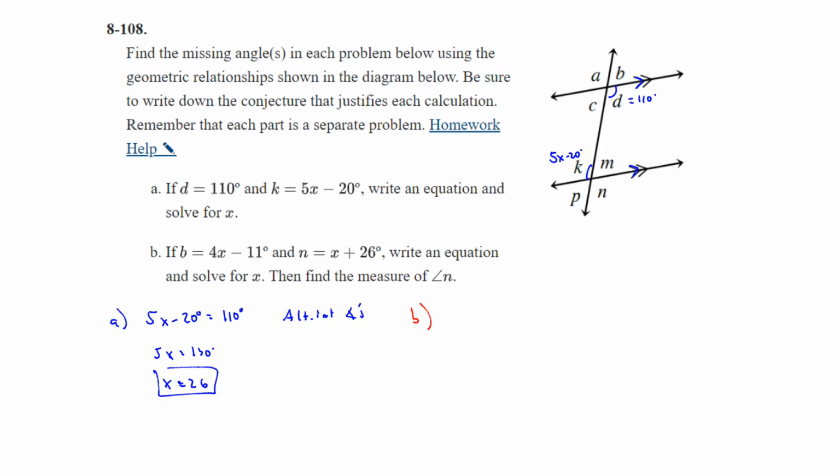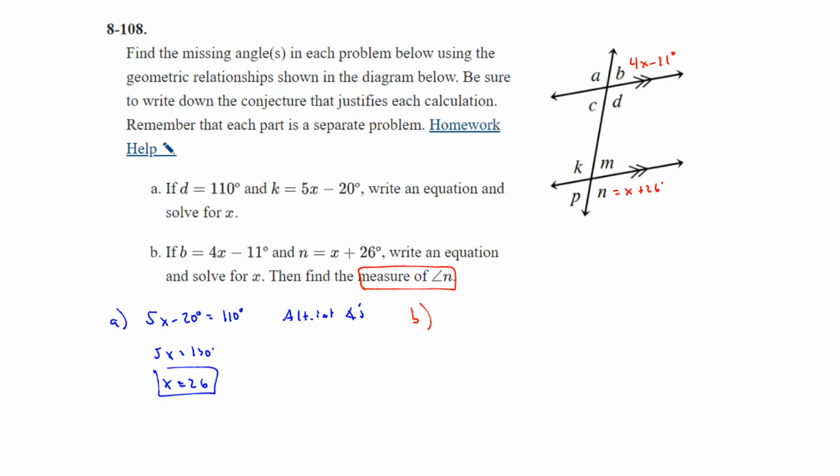All right, part B. So let me erase this because we're going to start a new problem now. So new information. If B is equal to 4x minus 11 degrees, n is equal to x plus 26 degrees. Write an equation and solve for x. Then find the measure of angle n. So an added piece right here we got to make sure we remember to do. So not only are we going to solve for x, but also find the angle measure.